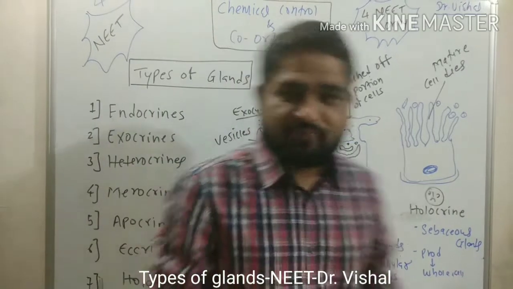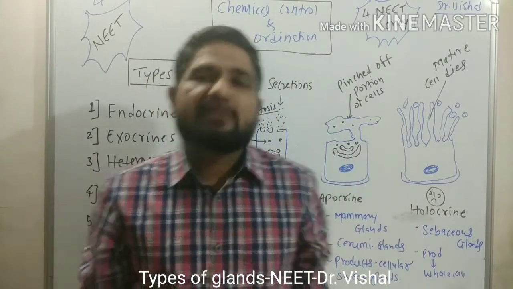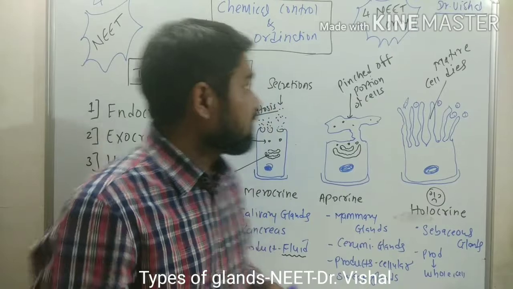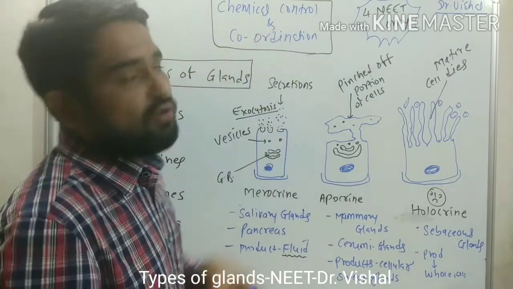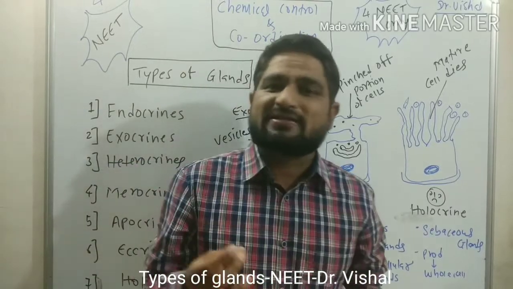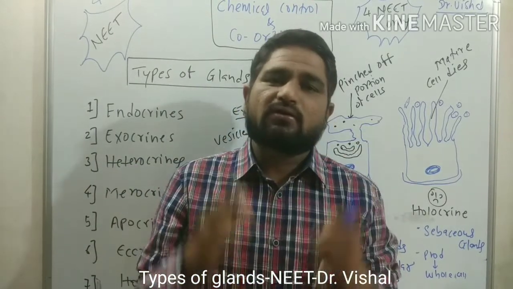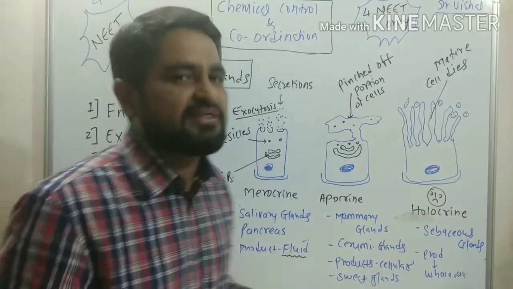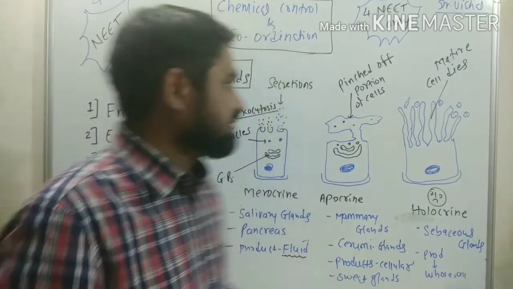Hello students. In the previous lecture we discussed the different types of glands in our body. If you remember the last session from the chapter called chemical control and coordination, we discussed that there are endocrine glands, exocrine glands, and mixed glands. This lecture is only related to your NEET examination. There are some additional types of glands in our body.